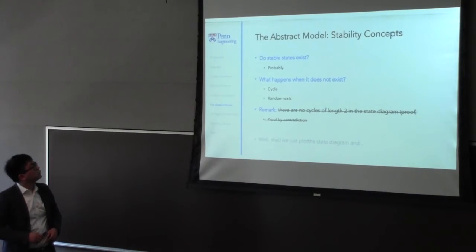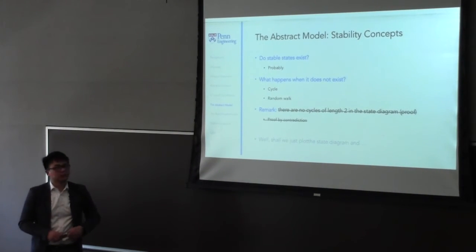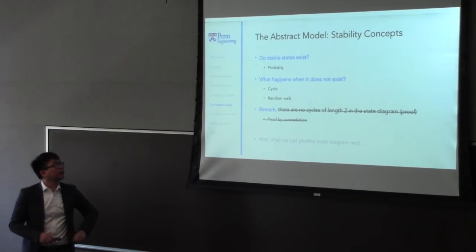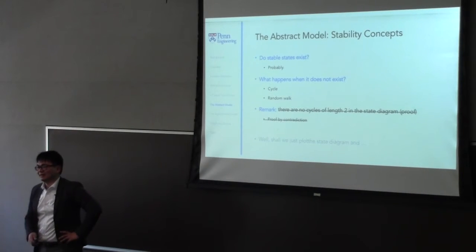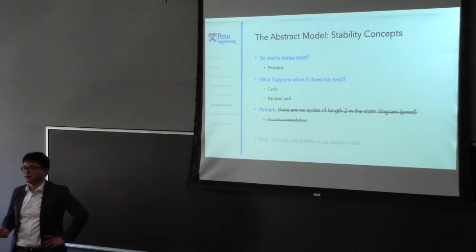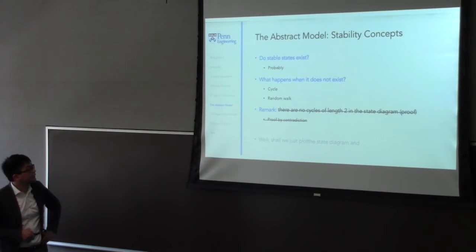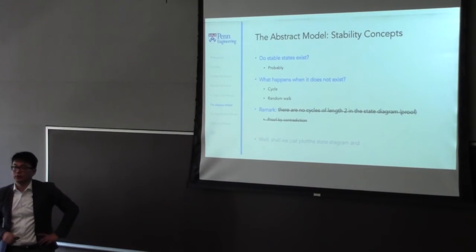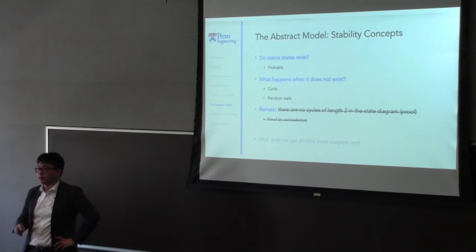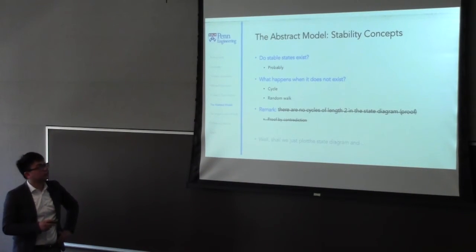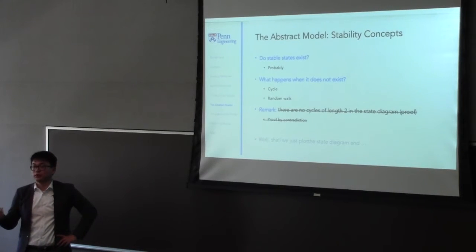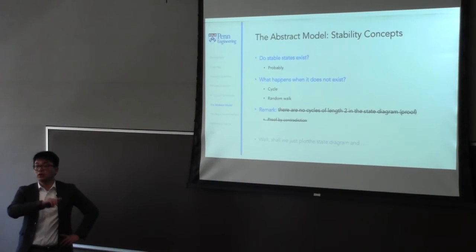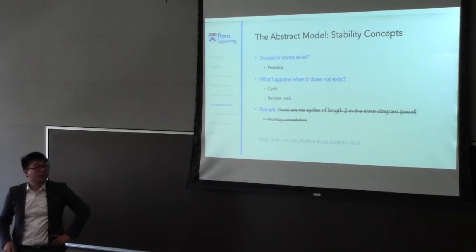Well, there are a few questions about the stability concepts from the previous slide. The first one being, do stable states exist? And the answer here is probably. And following that, what happens if the stable states do not exist? There are two observed phenomena in our simulations from the preliminary results. One being simply going through a cycle, and we'll show that in a bit. The other being just going on a random walk. So I think we saw that in one of the simplest two-player plays. You're going to a random walk if it's a non-cooperative game with myopic agents.